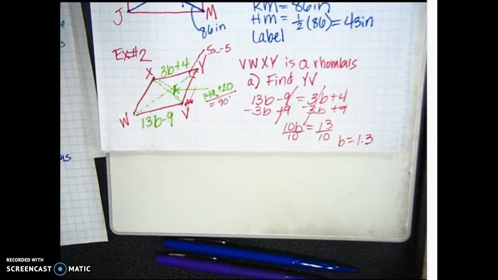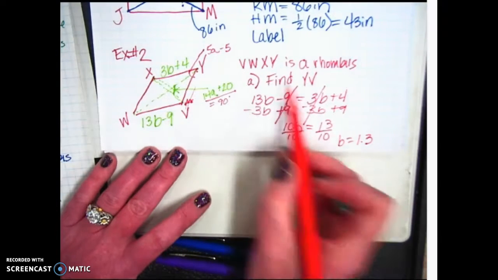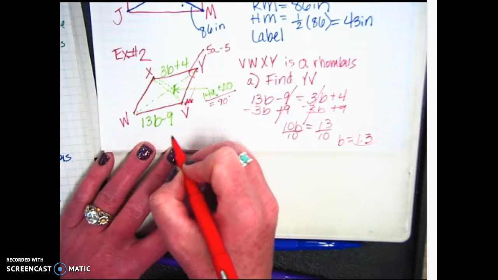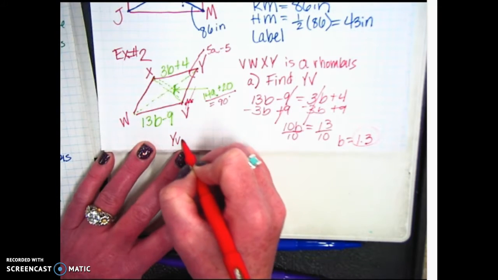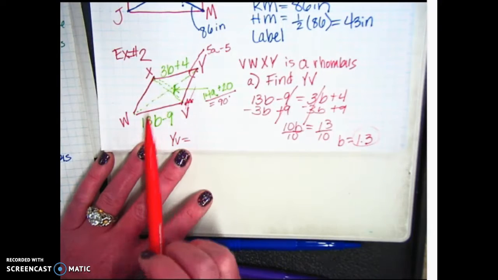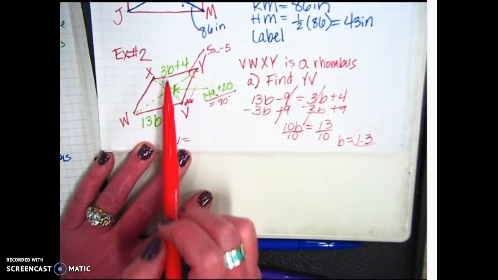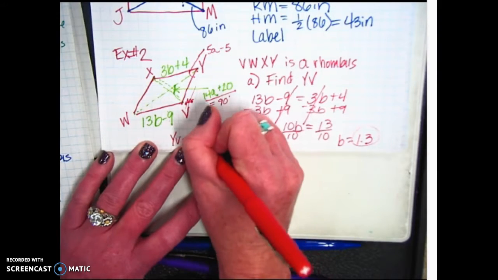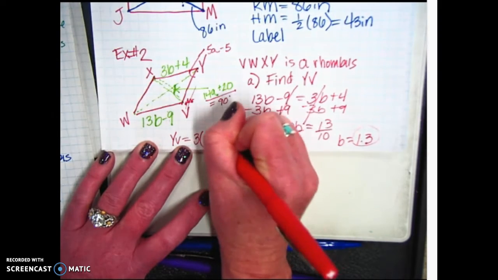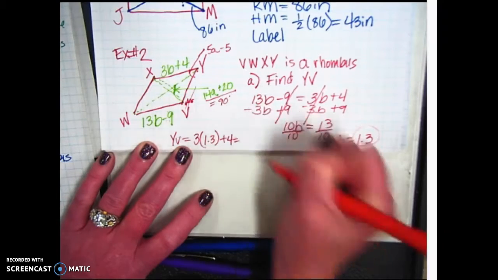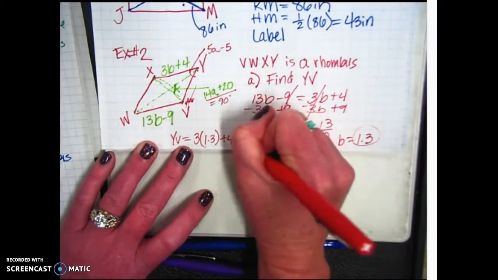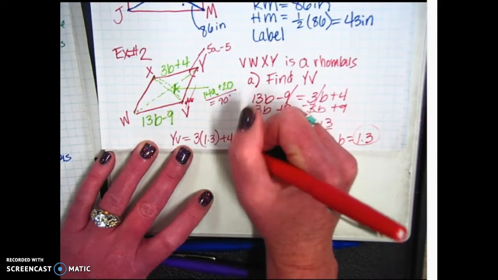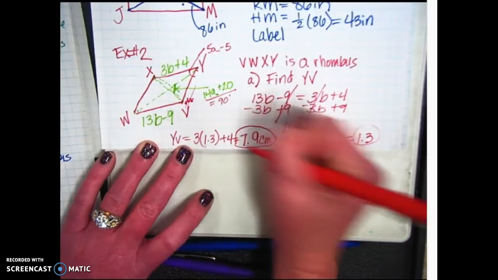Okay. But we need the length of that side. So we've got to take this 1.3 and plug it back in. So let's go. YV is equal to, and we can pick either one of these. Which one looks easier, the top one or the bottom one? I think the top one looks easier. So I'm going to go 3 times 1.3, add 4, punch it in my calculator. I got 7.9. And I had centimeters written down, but I didn't have any units. Whatever units it says.